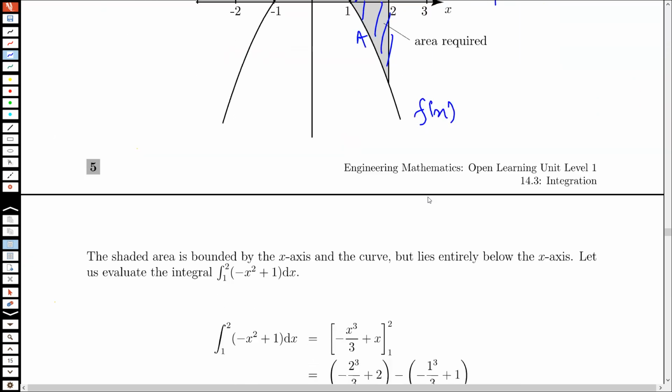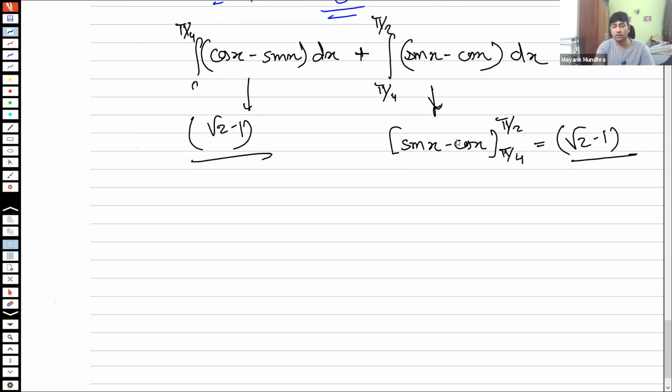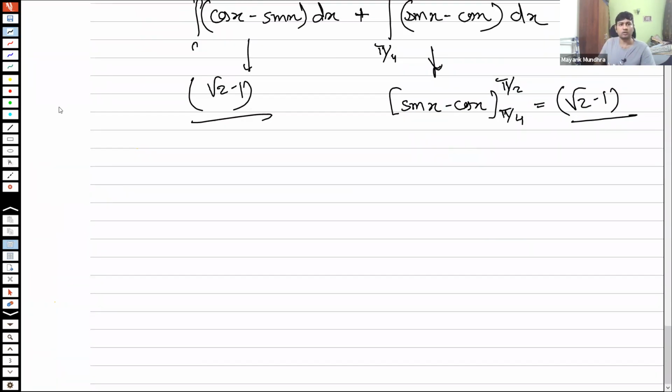Or the other way can be like taking the mod of the area, because the area cannot be negative in any case? Okay, I'll tell you what the problem is. Taking mod of area, first you need to find the area, right? The example that I am going to give now will make this clear why mod will not work.